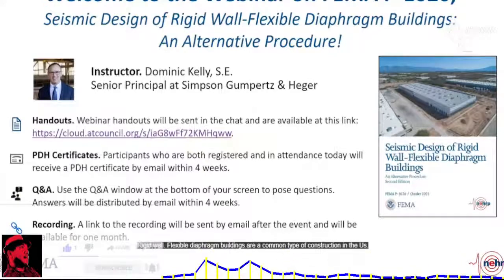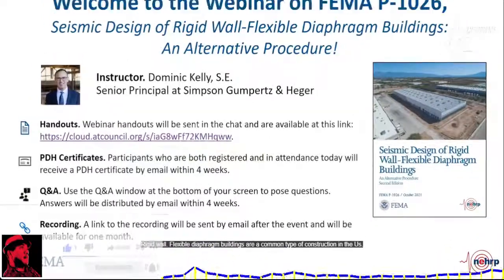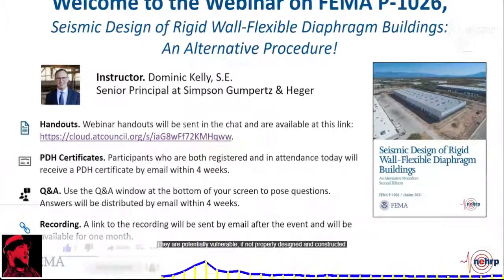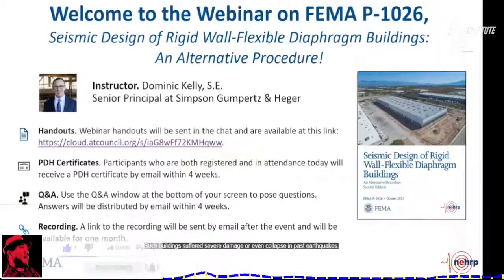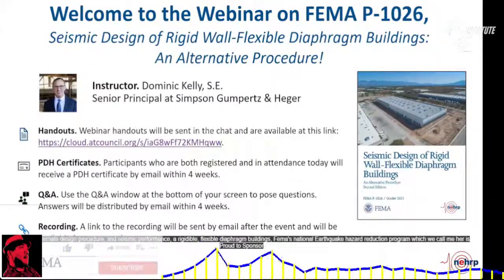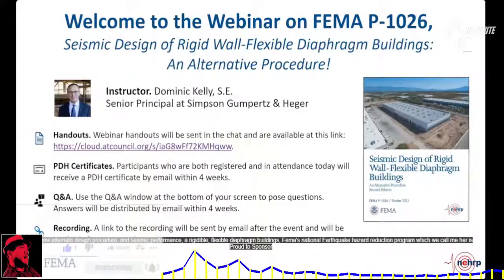Rigid wall flexible diaphragm buildings are a common type of construction in the US. They are potentially vulnerable if not properly designed and constructed. Such buildings suffered severe damage or even collapse in past earthquakes. The new alternate design procedure improves seismic performance of rigid wall flexible diaphragm buildings.